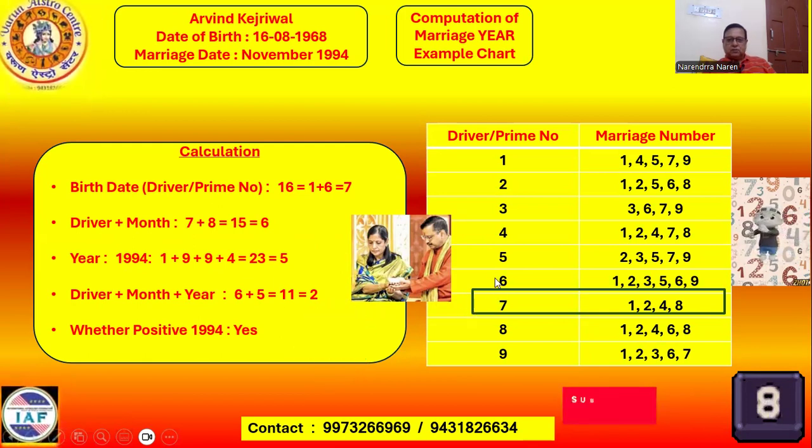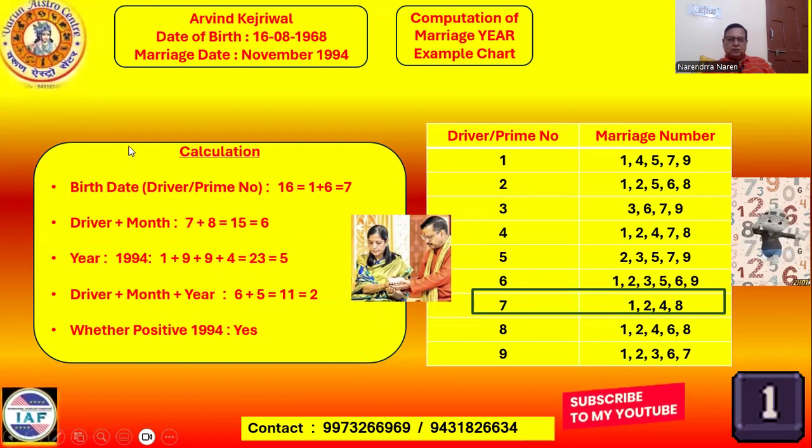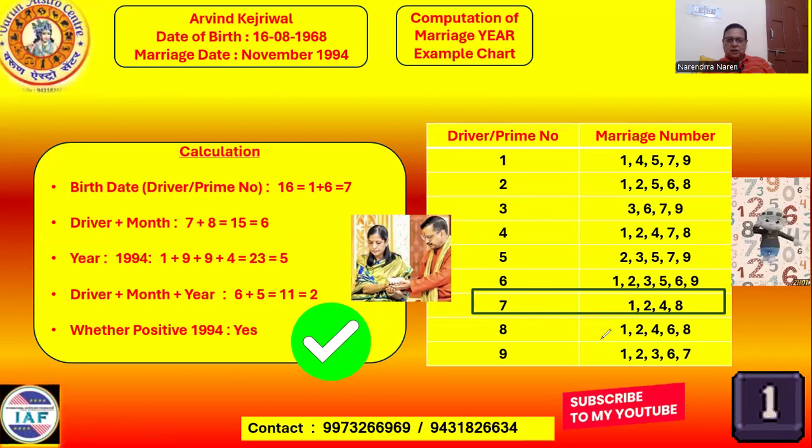So in the chart, when we see 2 against the number 7, we are getting it. Here, 2 is here in the chart. So this is also confirmed.